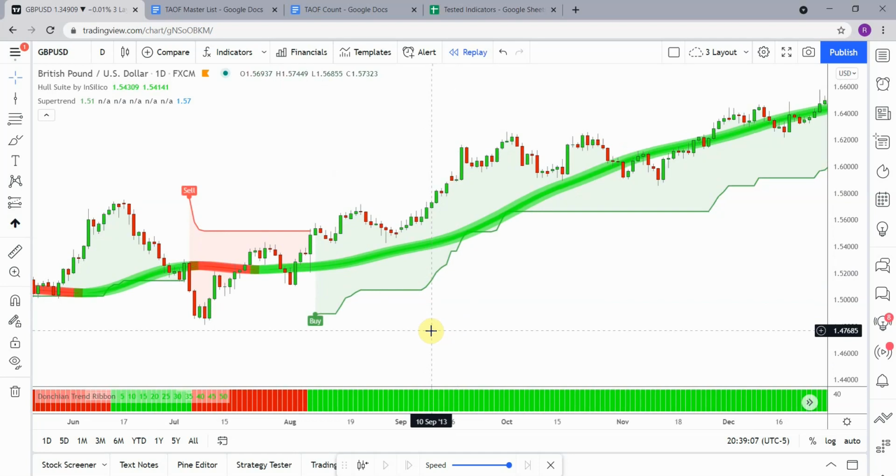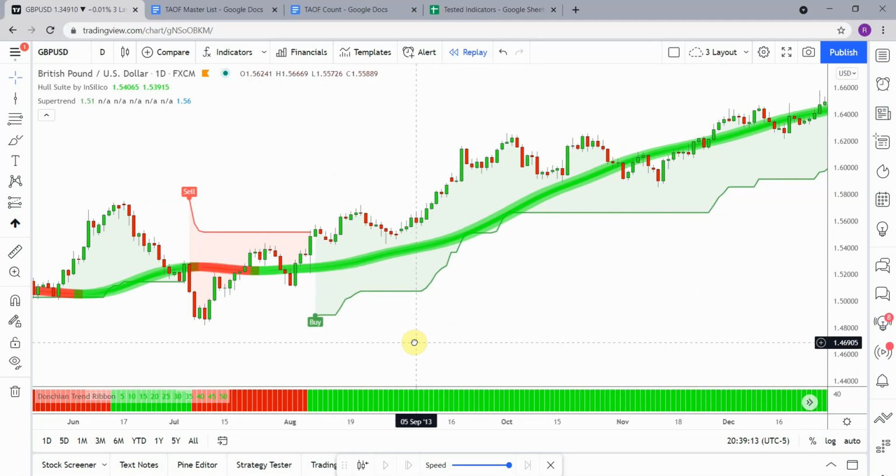And the setup on this is relatively easy once you know what the settings and everything should be. Basically, what we're looking for is everything to be going the same direction. So we get a buy signal from the super trend. We have the whole suite in green, and we have the Donchian trend ribbon also in green. All of it lines up really nicely right there.